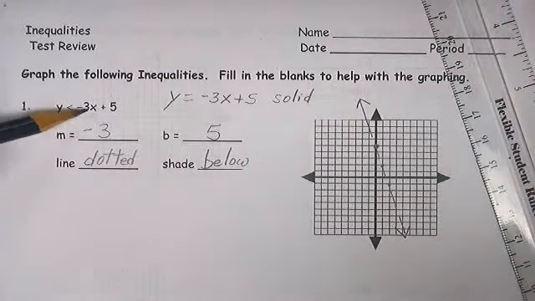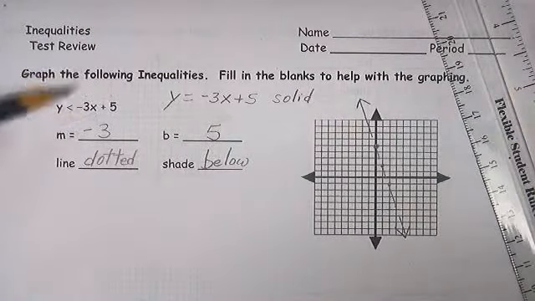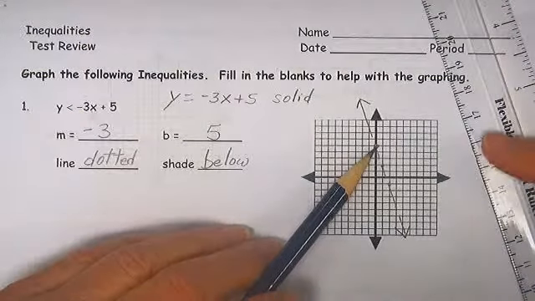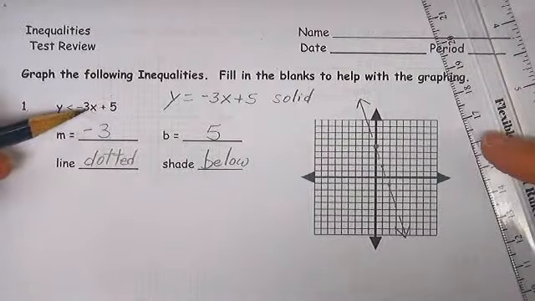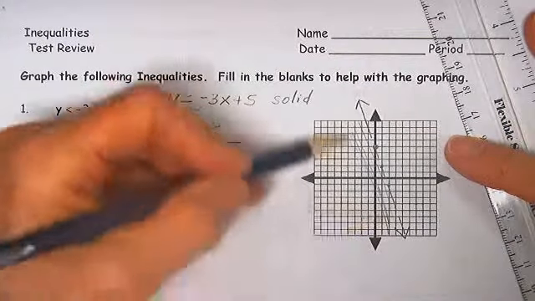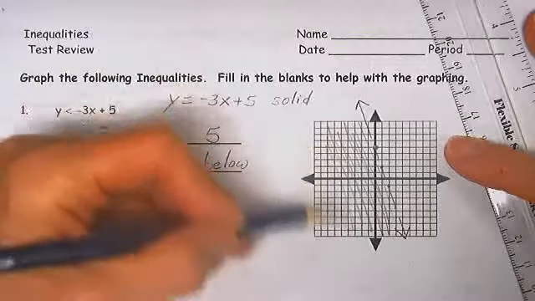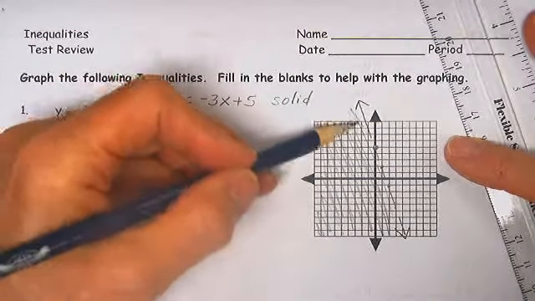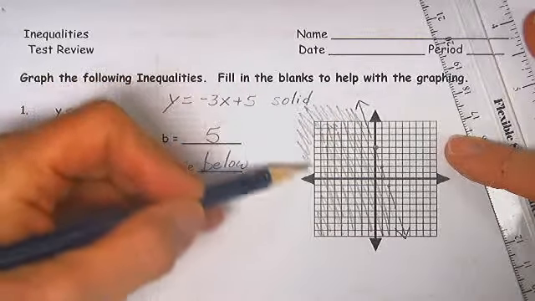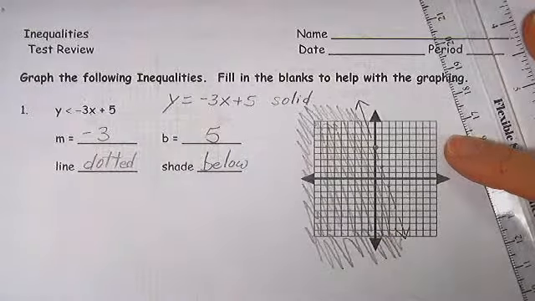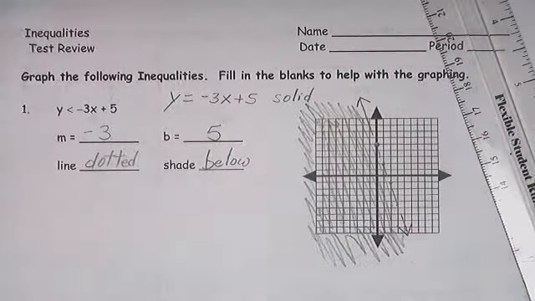Let's test the point 0, 0. Negative 3 times 0 is 0 plus 5. Is 0 less than positive 5? It sure is. So we include everything forever and everywhere. Okay, the rest will go more quickly.